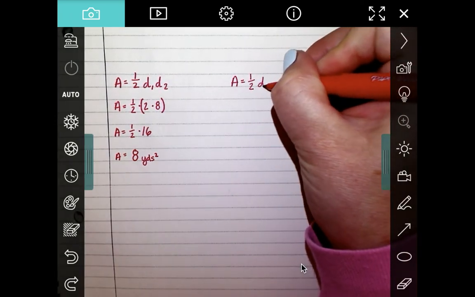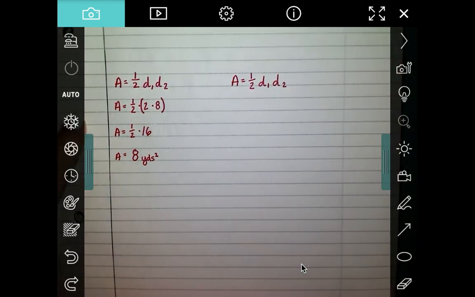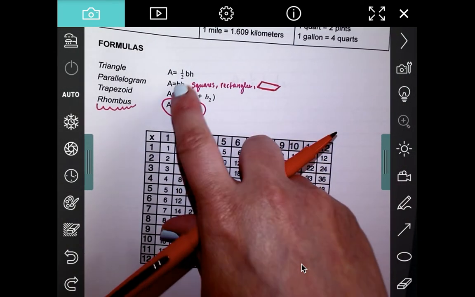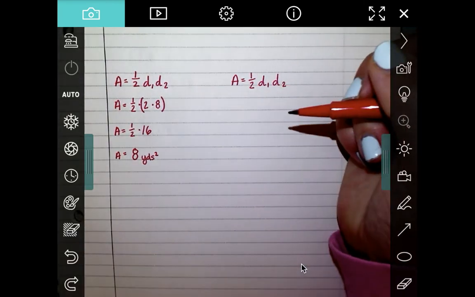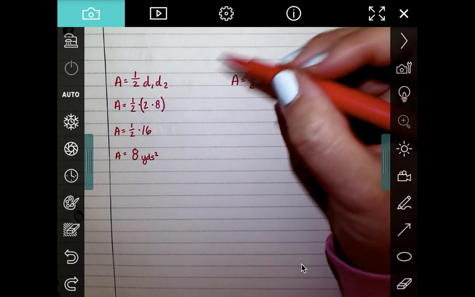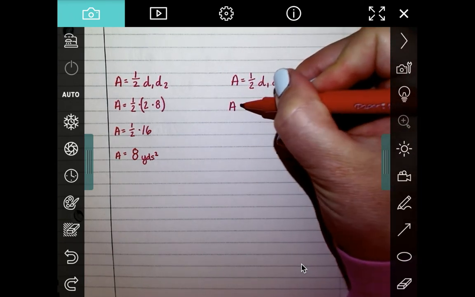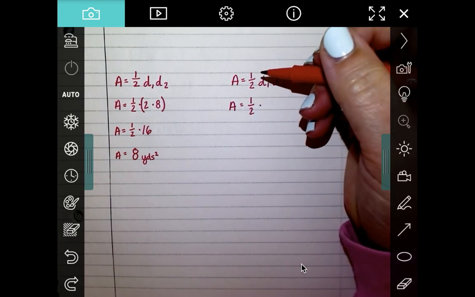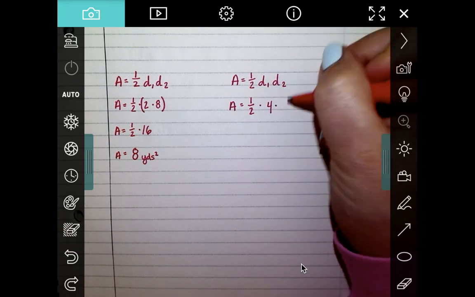Guys, this is too new for you to try to memorize these formulas in your head, especially when you look at the other formulas and how they get a little bit crazy. Okay, so don't try to memorize them. Just keep that reference sheet handy and rewrite them as the first line every single time and substitute. Do we know what A is? No, we do not. 1/2. The first diagonal is 4. And the second diagonal is 6.